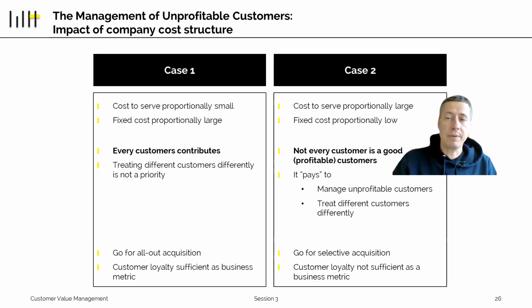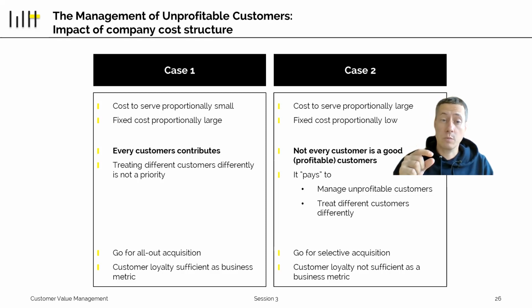Now, companies operate in 2 different types of settings. So there are 2 different types of cases. There's case 1 of companies where the cost to serve are small and fixed costs are relatively large. Think of a supermarket, for example. In a supermarket, the costs which you have, it's largely the cost of the building, the cost of goods sold. The real cost to serve are limited to you going to the checkout, but this is a very, very small part of your total cost.